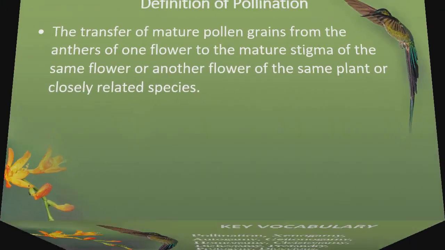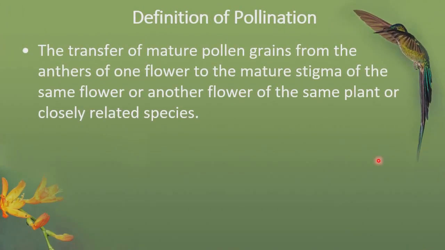Let's look at what pollination is. Pollination is defined as the transfer of mature pollen grain from the anthers of one flower to the mature stigma of the same flower or another flower of the same plant or closely related species. We can easily say that it is defined as the transfer of pollen grain from the anther to a receptive stigma.